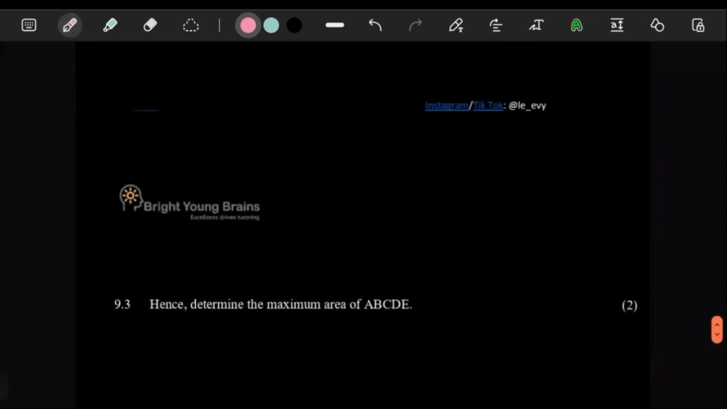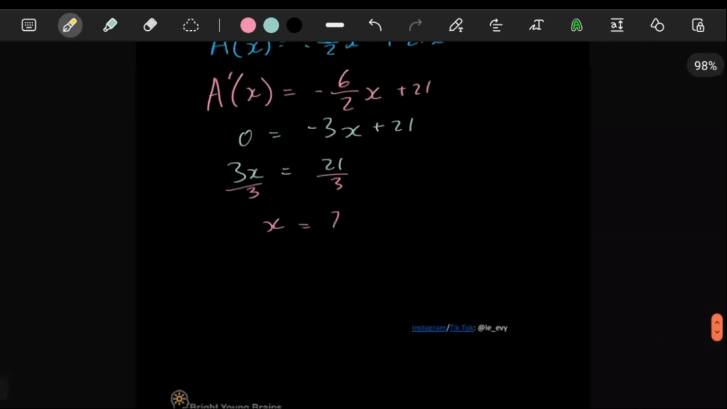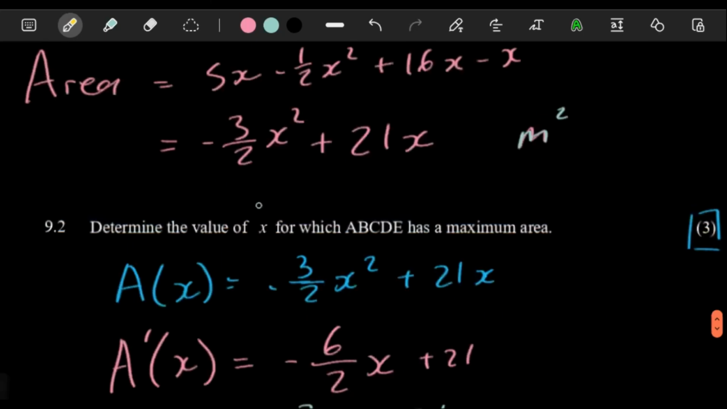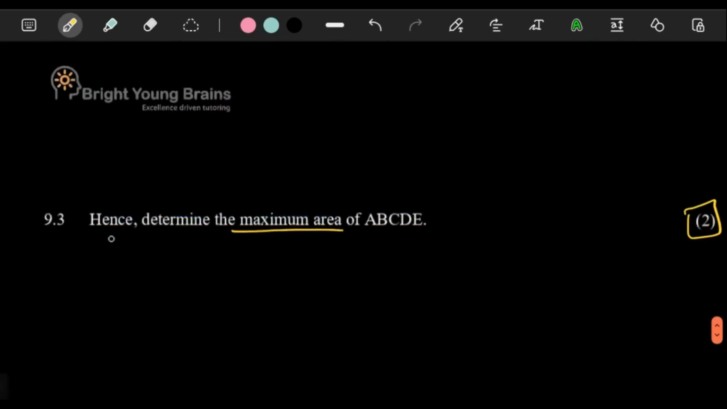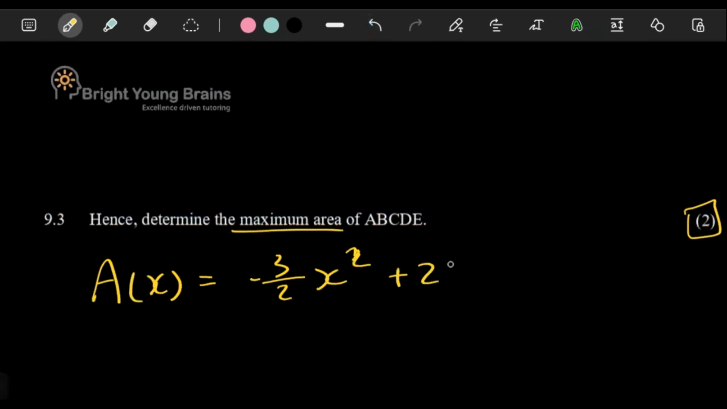So for 9.3, for 2 marks, it says here, hence determine the maximum area. You see the link here is that the previous question asked us for the value of x that results in the maximum area. This one is asking for the actual maximum area. So for this question, in the area equation, wherever x is in our area formula, we're going to throw in the value 7, and then we're going to get the actual maximum area.